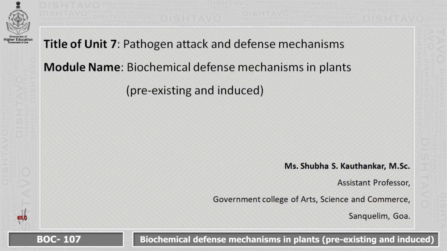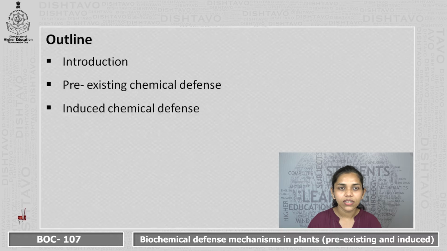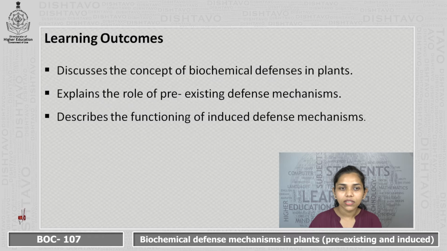The title that we are going to see today is Pathogen Attack and the Defense Mechanism, and the module name is Biochemical Defense Mechanism in Plants, that is pre-existing and induced. Outline of the lecture: introduction, then pre-existing chemical defense and the induced chemical defense. Learning outcomes: it discusses the concept of biochemical defenses in plants, explains the role of pre-existing defense mechanisms, and describes the functioning of induced defense mechanisms.